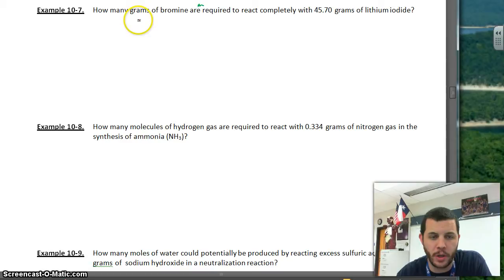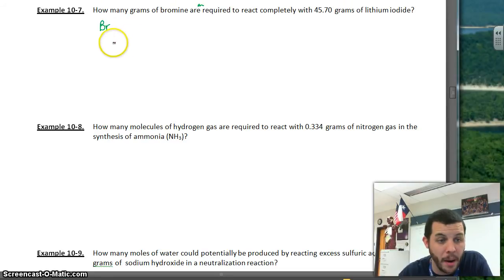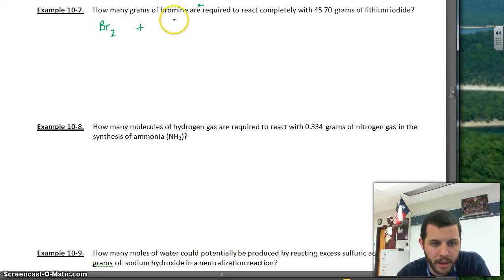So what I need to do is go ahead and write down my reaction. How many grams of bromine are going to react with lithium iodide? So bromine is Br, but it's a diatomic, so I need to make sure I put Br2, and it's going to react with lithium iodide. Well, it doesn't tell me the rest of the situation. It doesn't tell me my products.